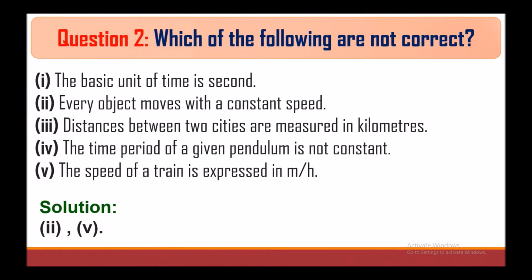Question 2. Which of the following are not correct? So the sentences are, the basic unit of time is second. Every object moves with a constant speed. Distances between two cities are measured in kilometers. The time period of a given pendulum is not constant. The speed of a train is expressed in meter per hour. So the not correct ones are, every object moves with a constant speed. And the fifth one, the speed of the train is expressed in meter per hour.